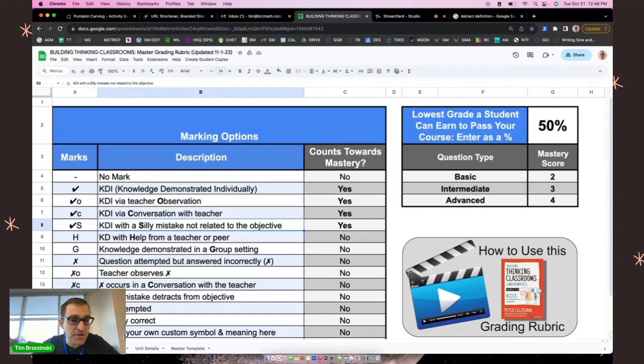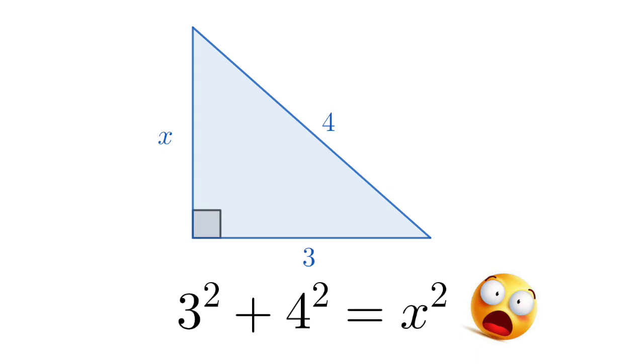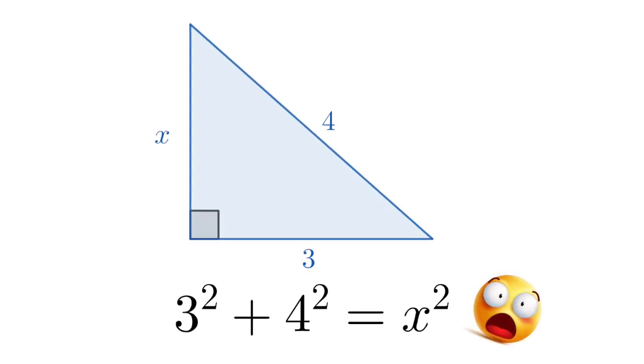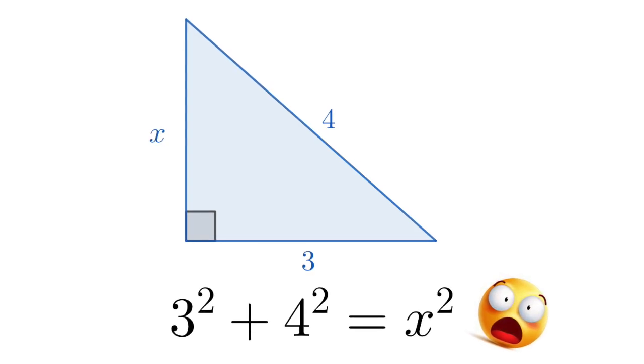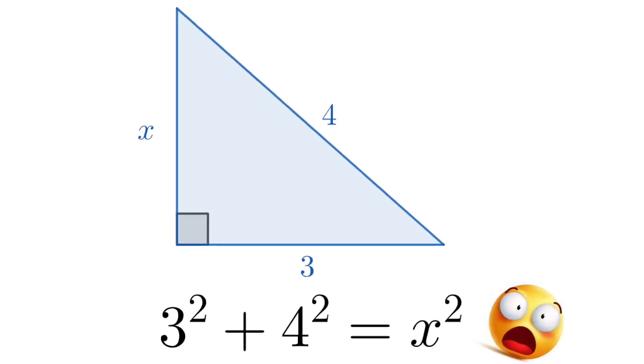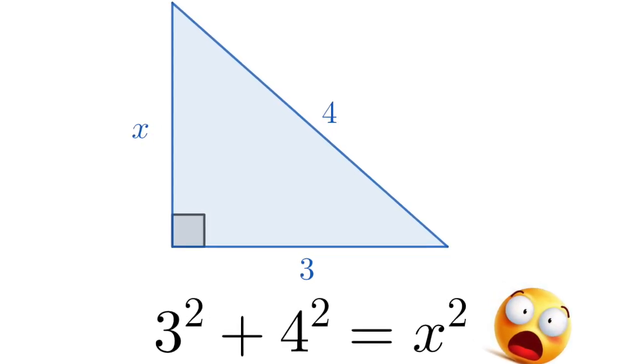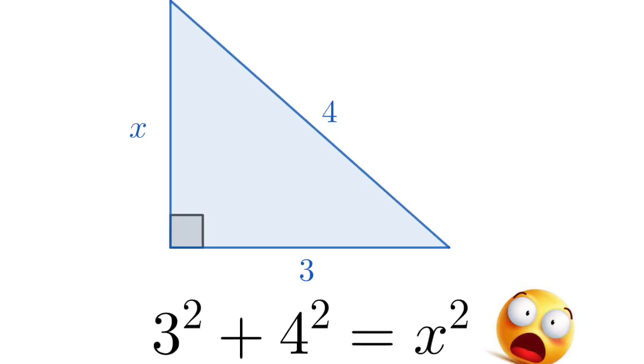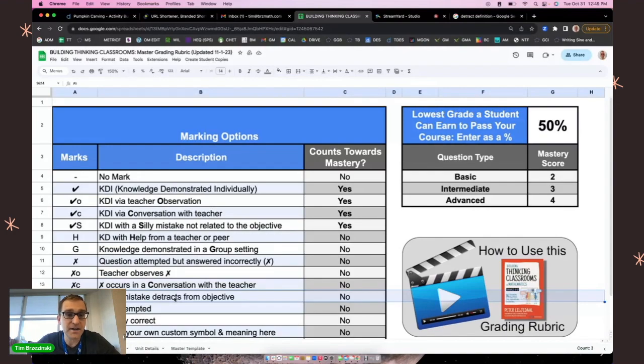Now, there is also another one over here in row 14, which says, hey, silly mistake that detracts from the objective. For example, let's suppose the student has a right triangle and needs to find the length of a leg, and the length of the leg is called X. The student writes out 3 squared plus 4 squared equals X squared. Well, that equation should be written when we're solving for the hypotenuse, right? And so clearly the student has not demonstrated a conceptual understanding of the Pythagorean theorem. So in that case, that would be an X sub S, where you made a silly mistake. You have the right equation, but you're not using it correctly, detracting from the objective there.